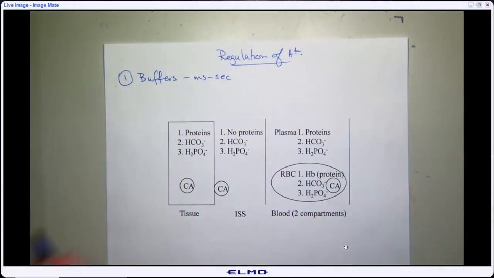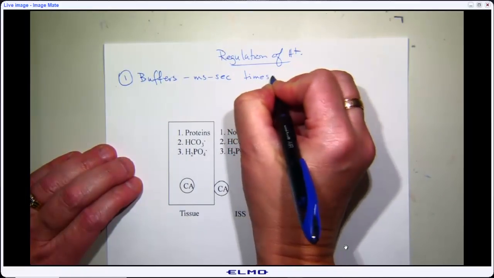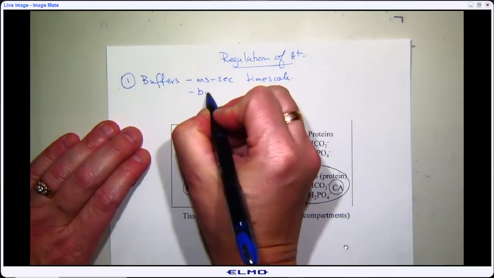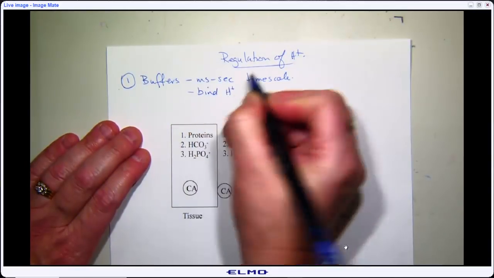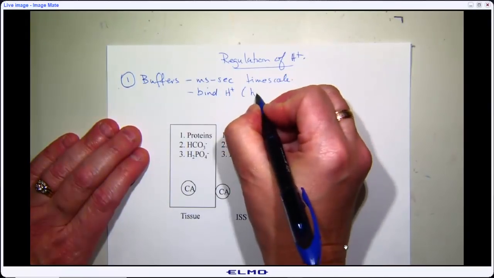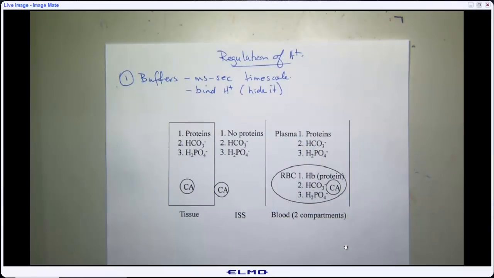So buffers are going to work for us on a very immediate time scale, a milliseconds to seconds time scale. As we produce it, we have buffer nearby that we can bind that hydrogen ion and essentially hide it. That's what buffers do. They can bind hydrogen ion, and that must not change their function, right? So it's safe to hide the hydrogen ion there.